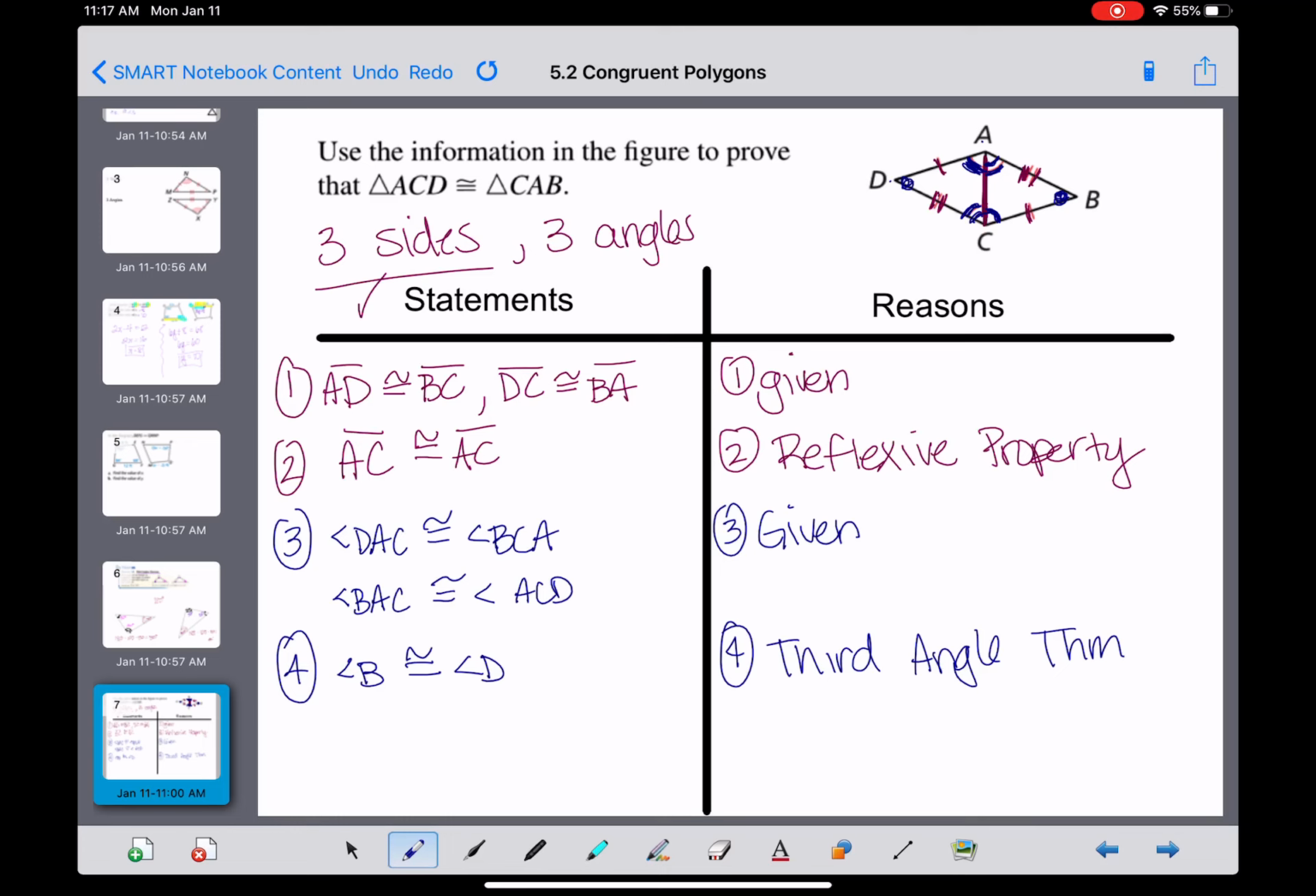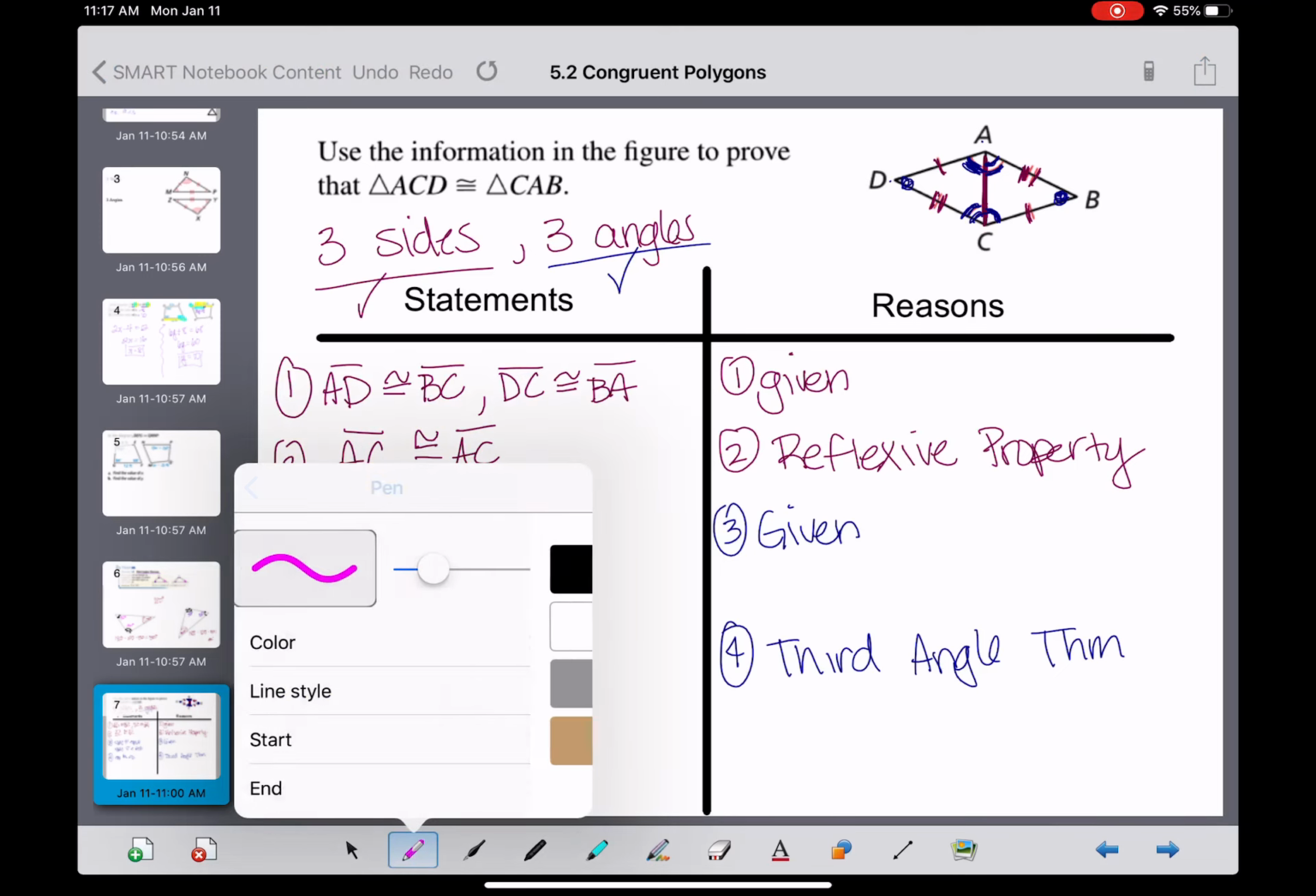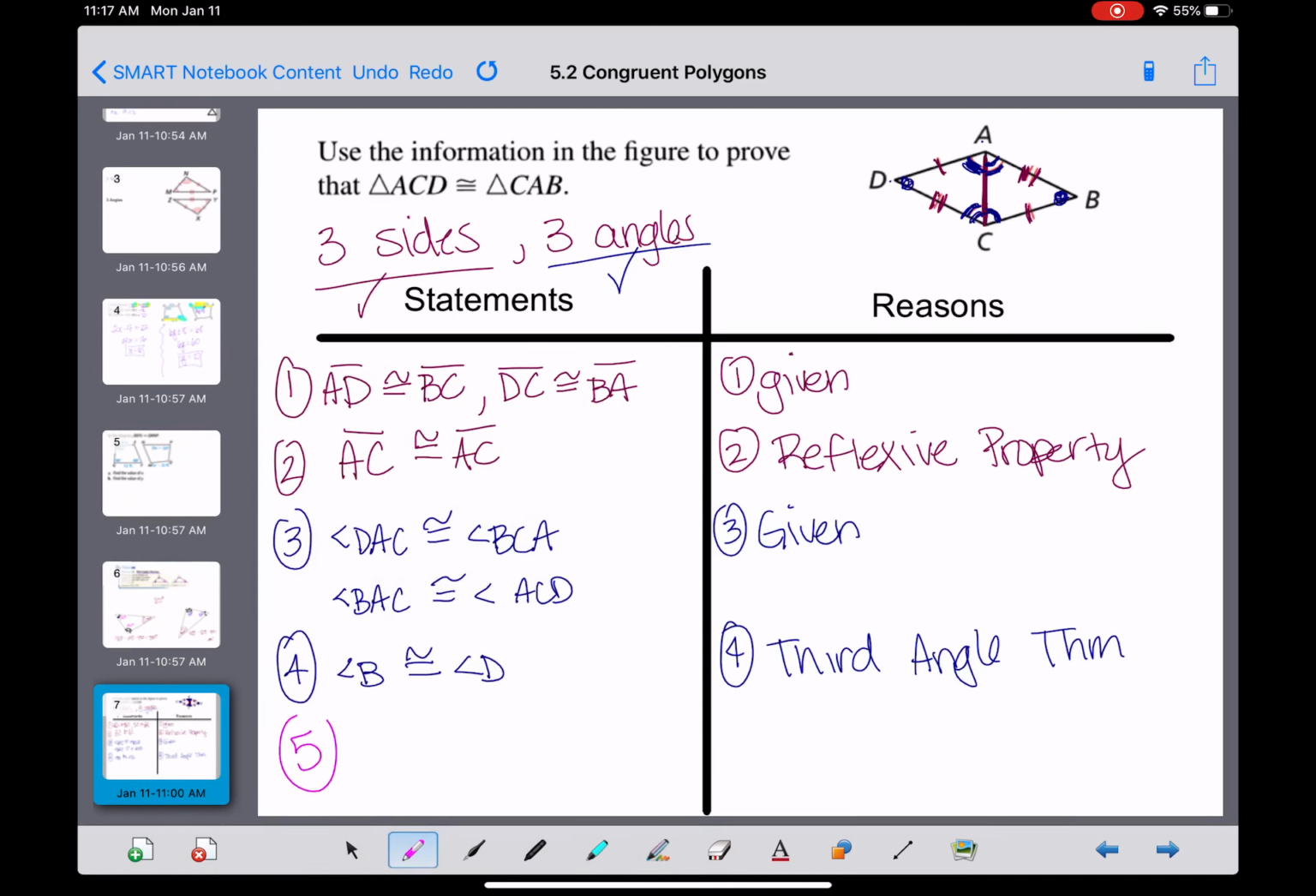So now that I've showed all 3 sides are congruent, all 3 angles are congruent, I can make my final statement that triangle ACD is congruent to triangle CAB, and that is because all corresponding parts are congruent.